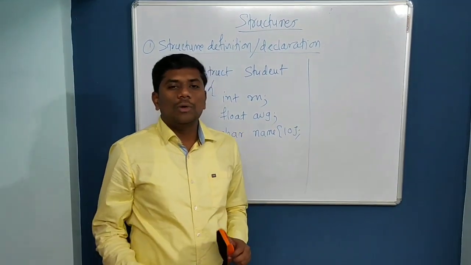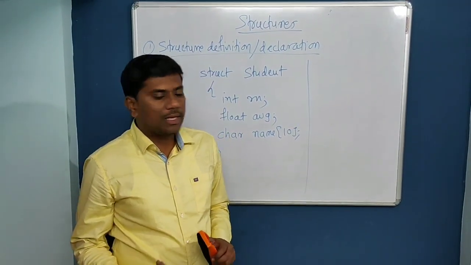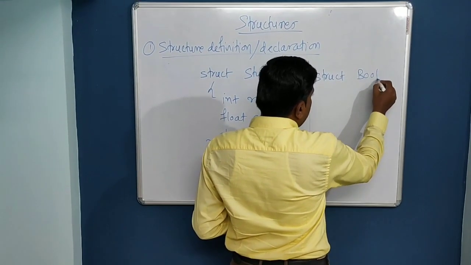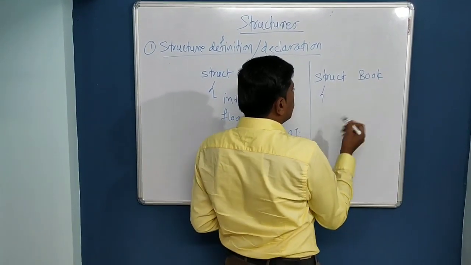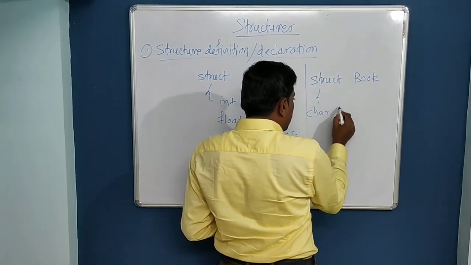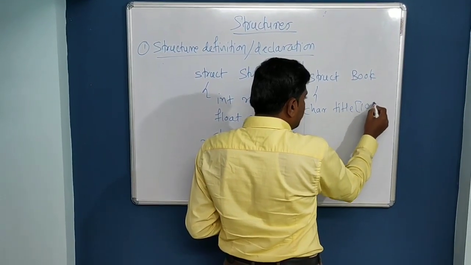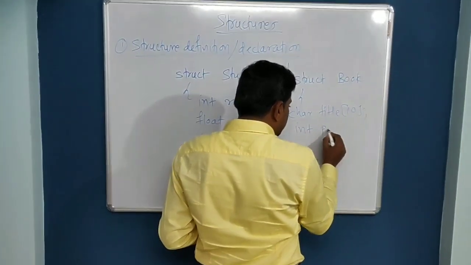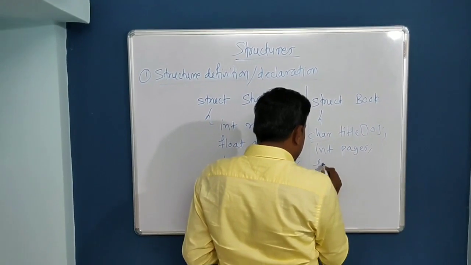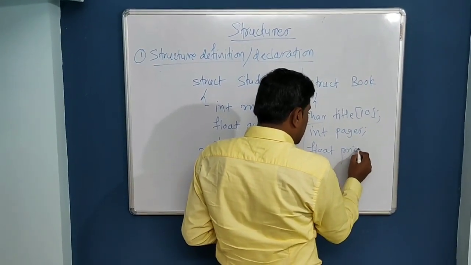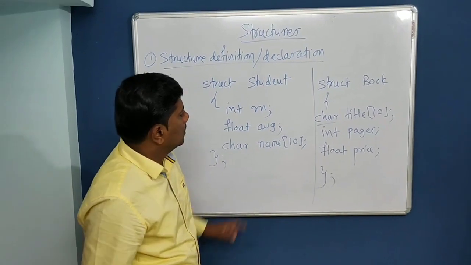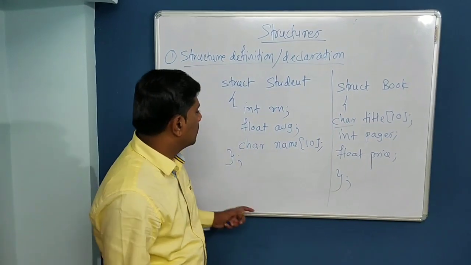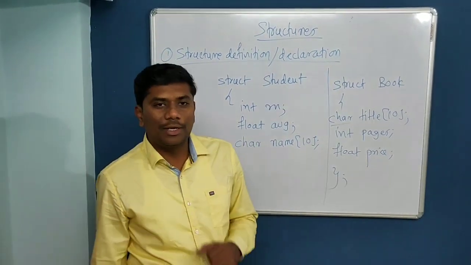Another example, suppose I want to store information of book, then I can define book structure like this: struct, then structure name. Suppose I want to store name or title of book, so character array. Suppose I want to store number of pages present in book, and then float price of book, and then ending semicolon. So like this you can define structure. This is all about structure definition.